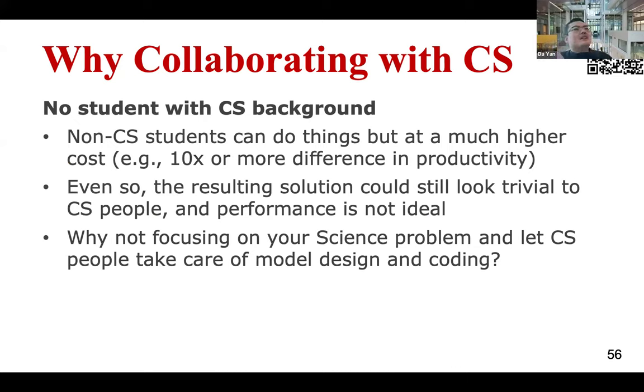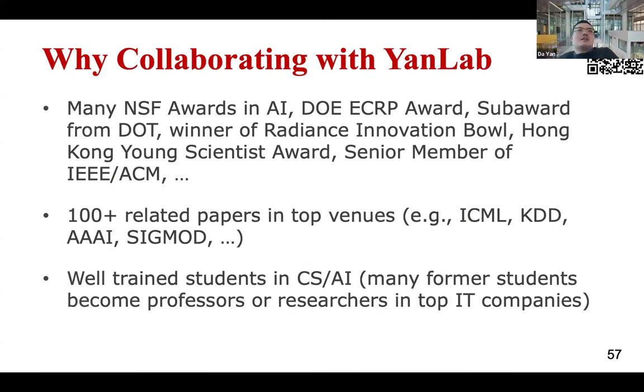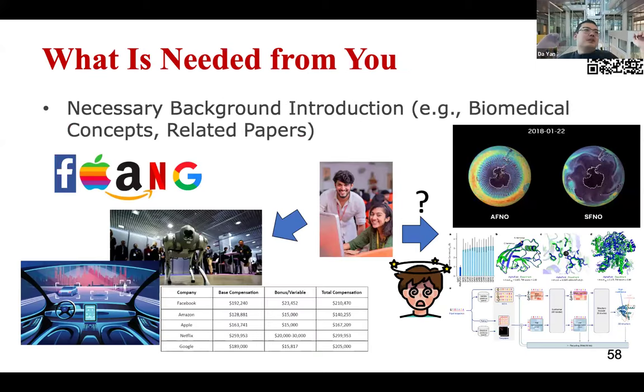Okay, and the new model may perform better also, right? So why not just focus on your science problem, a health problem, a medicine problem, and let computer science people take care of the model design and coding. So to collaborate with, let's say, a young lab like my lab, why would you have the motivation to do that? First of all, I have extensive experience, including many awards and 100 plus papers in top venues, right? And we have well-trained students in computer science and AI. I also work on systems, so if you want to speed up genome assembly or whatever, large-scale computing, that's also good, okay.